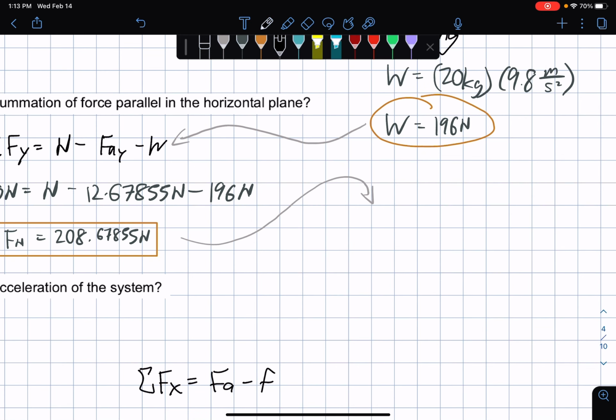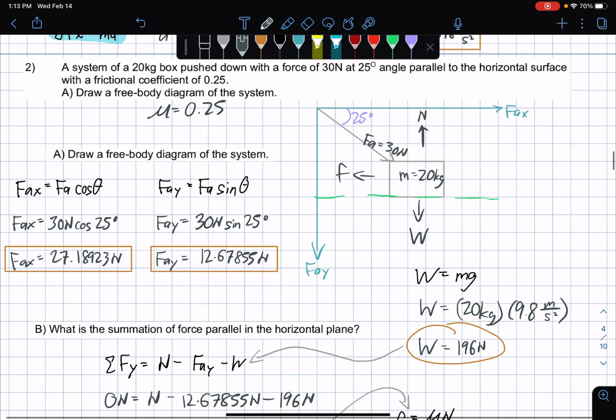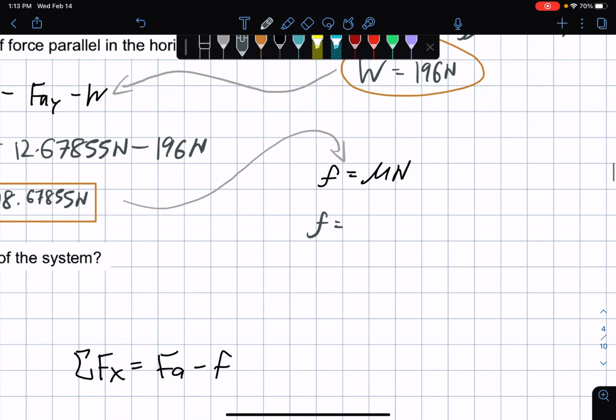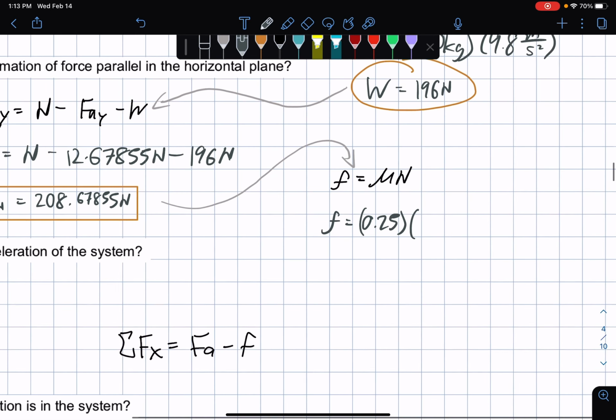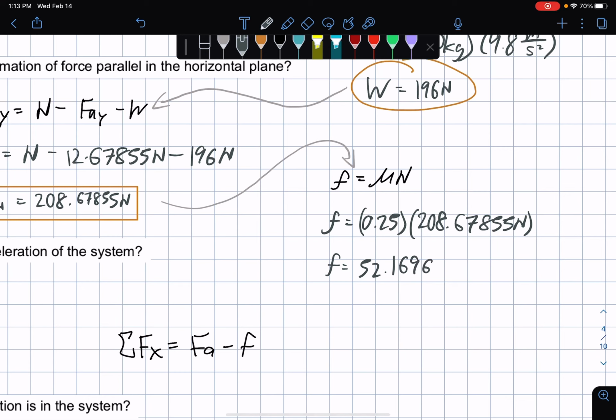So, before that, we have to look for friction. Now that we have normal force, and in the first place, we were already given what the frictional coefficient is, which is 0.25. We multiply it with the normal force, which is said to be 208. Okay, so we have 52.16964 newtons.